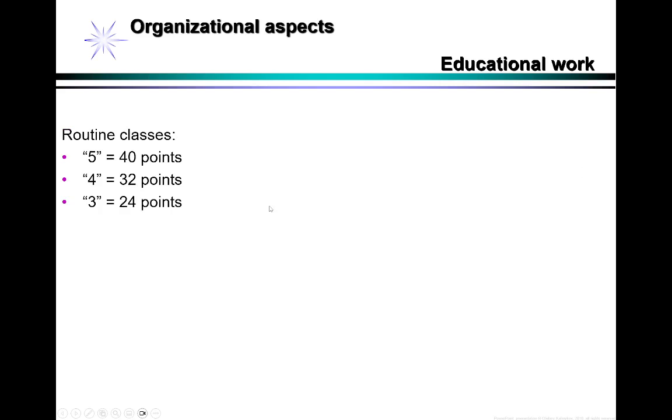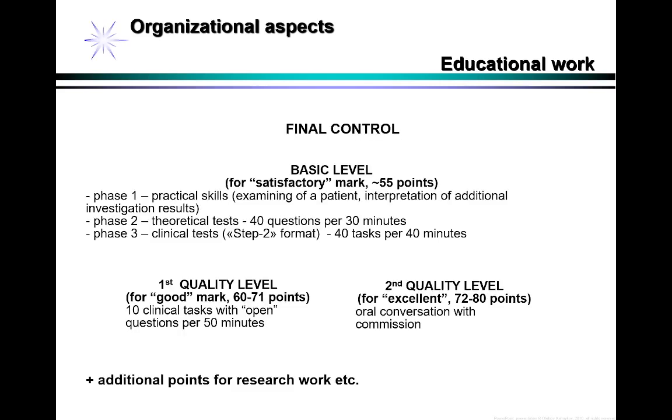And here is how the academic points are arranged across the marks: for excellent, good, and satisfactory marks for each practical class. As a final control, we expect that you pass the basic level control, first quality level, and second quality level, as is usual at any other department or subject in Kharkiv National Medical University and in all of Ukraine. The form by which it would be organized depends.